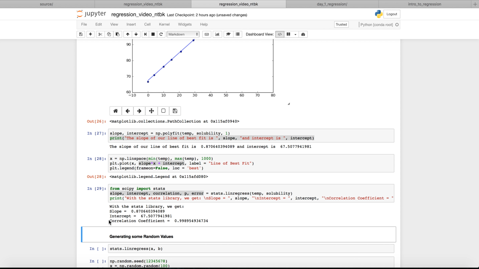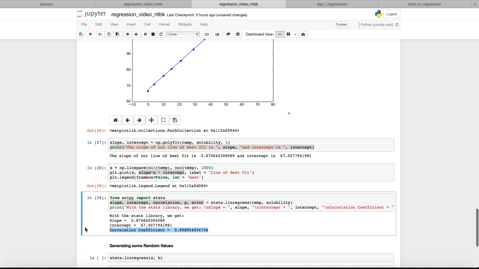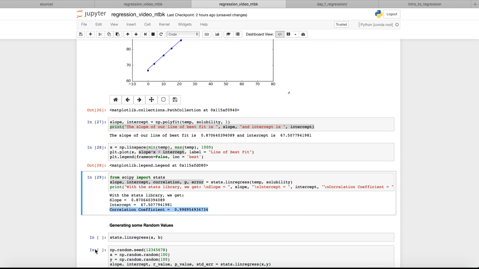Now, the correlation coefficient, I want this to be close to 1. And because it's 0.9989, that tells me that this is explaining quite a bit of this data. This line is able to explain almost all of this data. We'll talk more about the correlation coefficient, but for now, what's important is that you're able to instantiate the model and evaluate it. Okay, given some data, find the line of best fit.